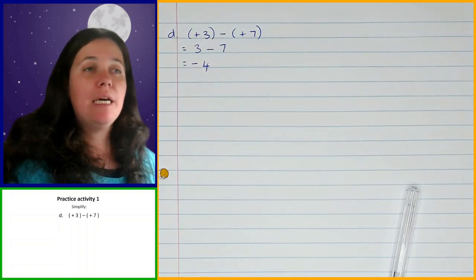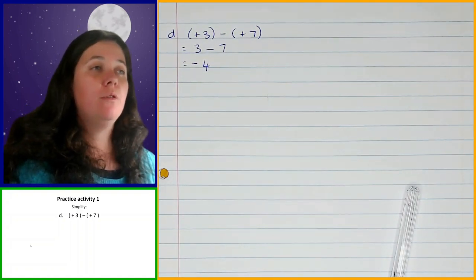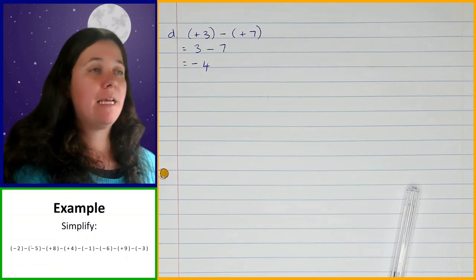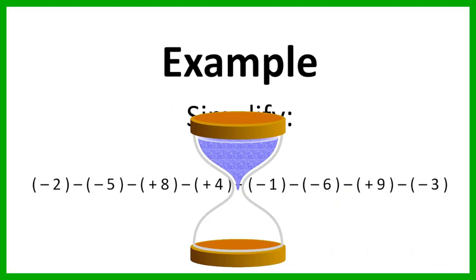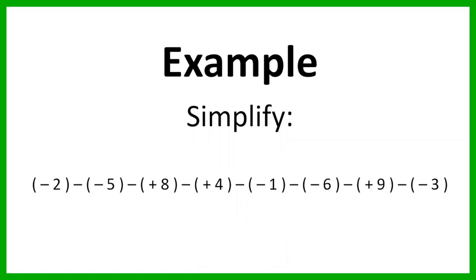Right. So now we're going to go on to an example that is a bit more complicated. Okay. So in this example, we have got negative 2 minus negative 5 minus positive 8 minus positive 4 minus negative 1 minus negative 6 minus positive 9 minus negative 3. Okay.